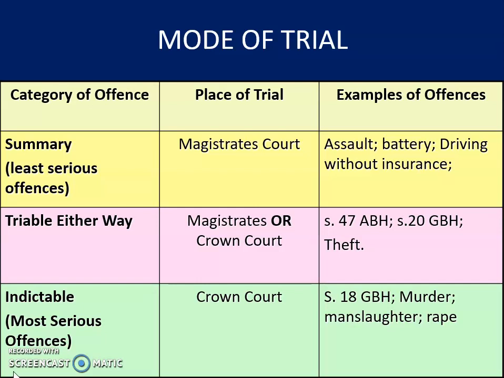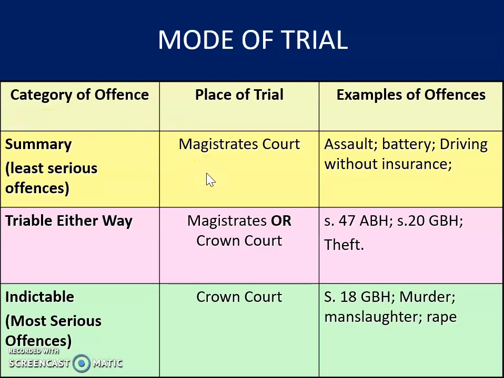Now, every single criminal offence can be categorised into one of three categories, which you can see down this side here. So we've got summary offences, triable either way offences, and indictable offences. Summary are the least serious types of offence, and because they are the least serious, they're going to be heard in the lowest court in the hierarchy, in the Magistrates' Court.